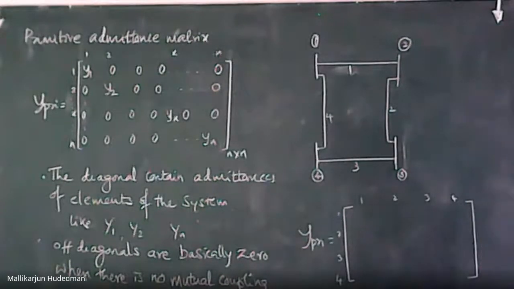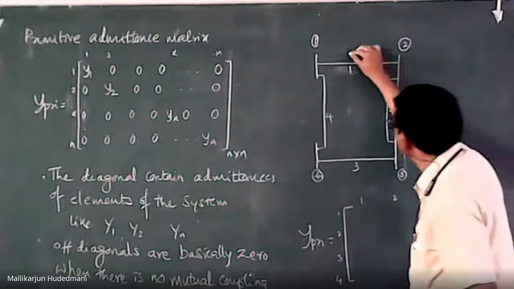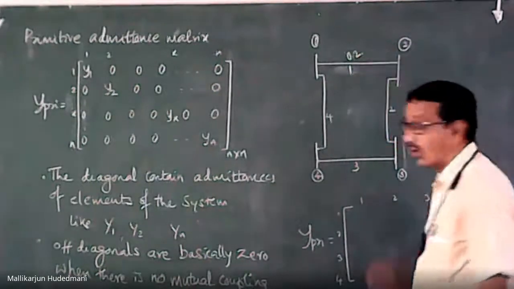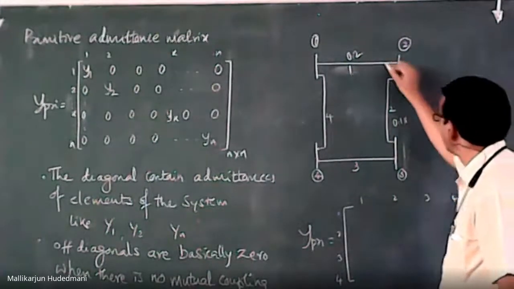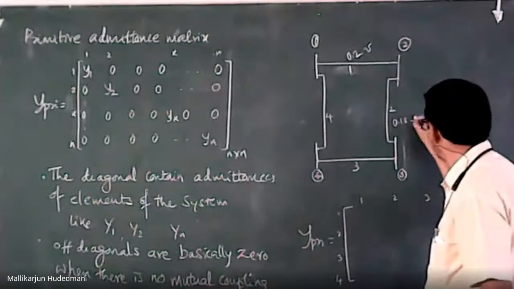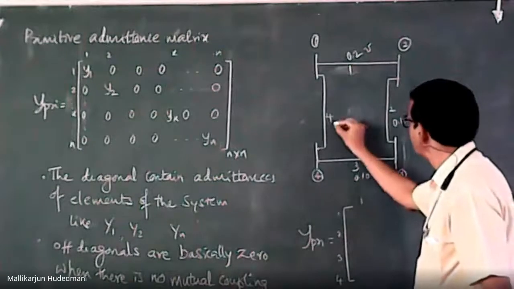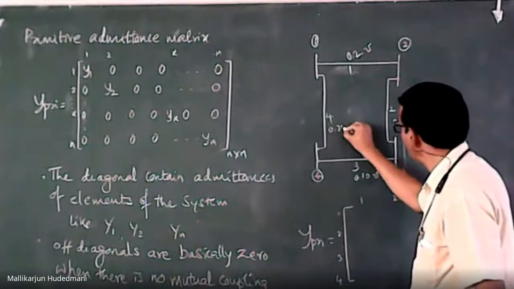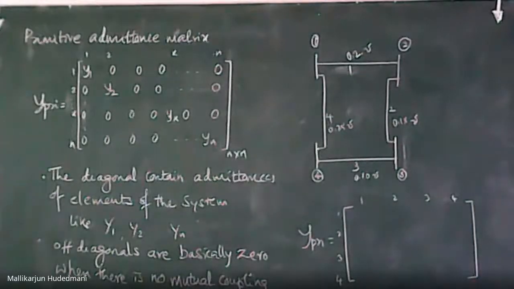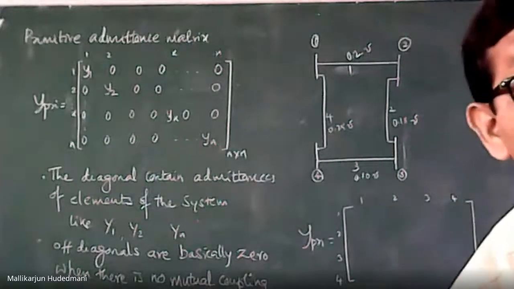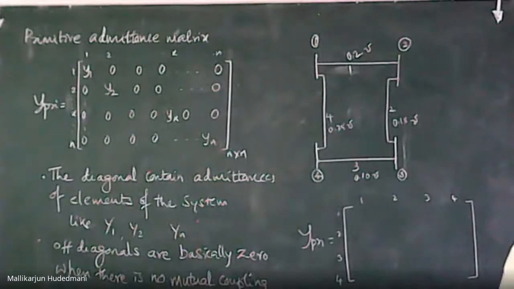Now where will all these values be found? Suppose this one has, say, 0.2 per unit. Let us say this has 0.15 per unit. Let me write here per unit. And this has 0.10 per unit. Let it have 0.25 per unit. For example, no matter what the values are, what matters to me is how to place them and where to place them. I hope you are getting this.